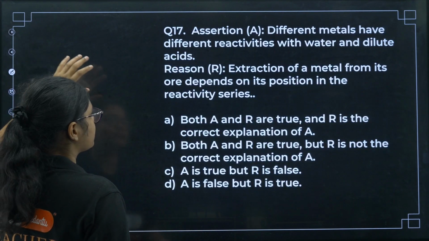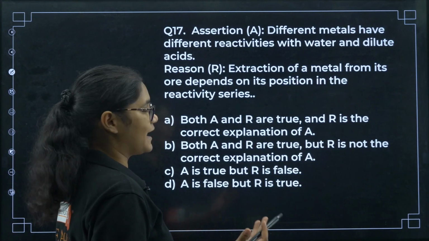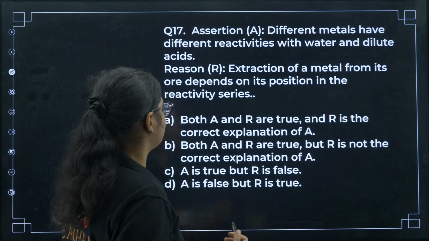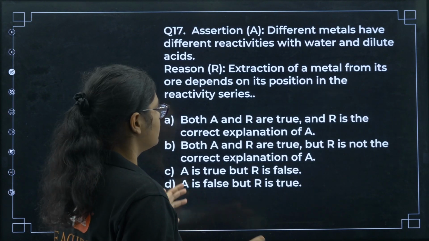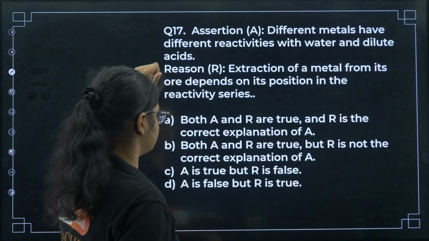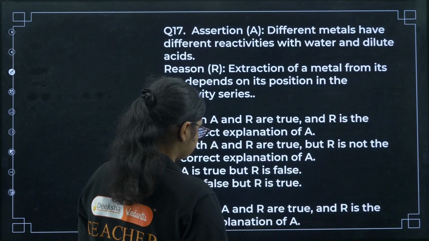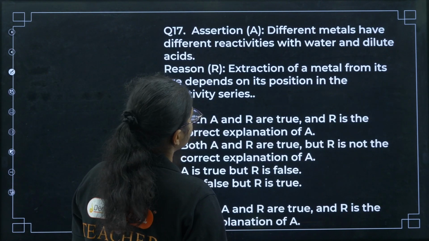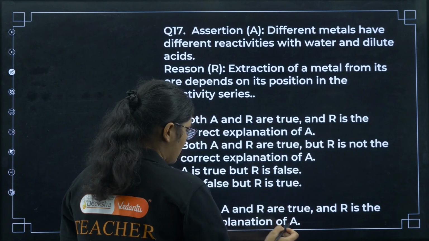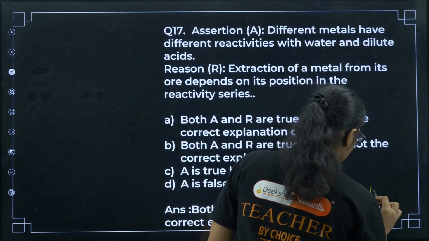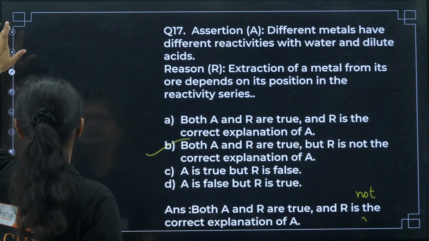Okay, next question, assertion and reason, number 17. Different metals have different reactivities with water and dilute acids. Extraction of a metal from its ore depends on its position in the reactivity series. Yes, both the statements are correct, but this is not the explanation. So here R is not the correct explanation. Okay, so option B is the correct answer for this question.